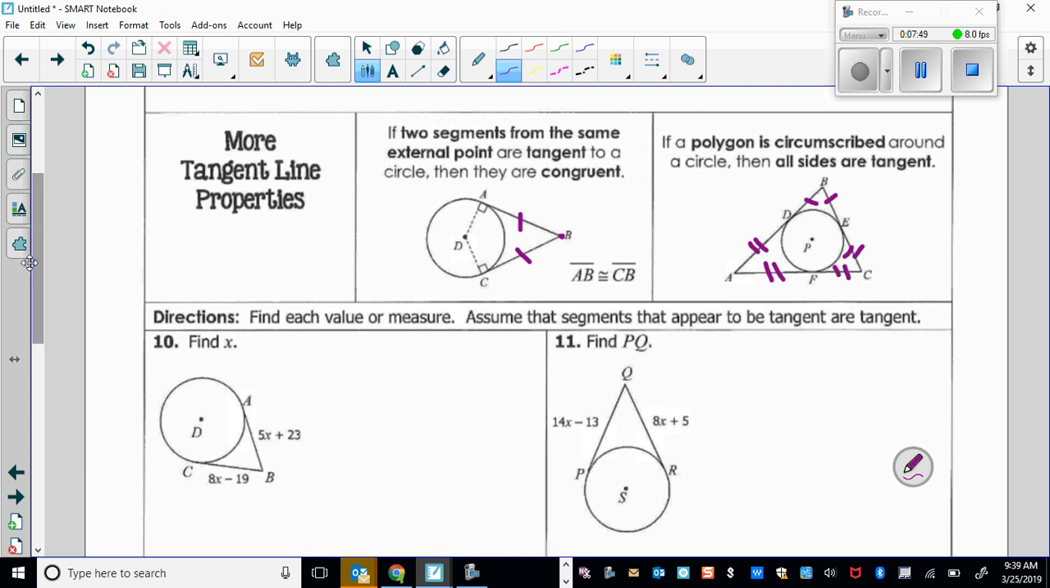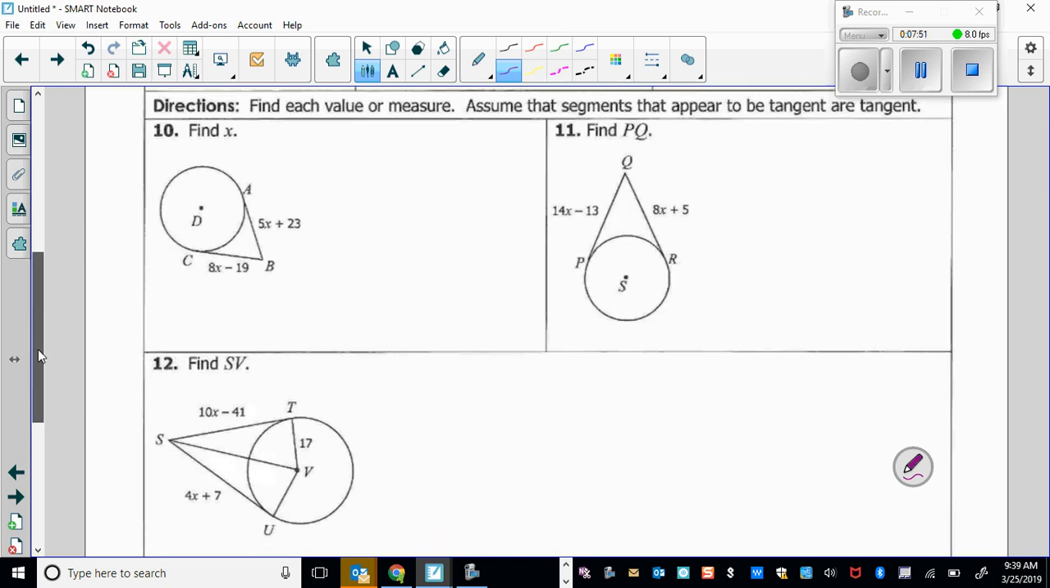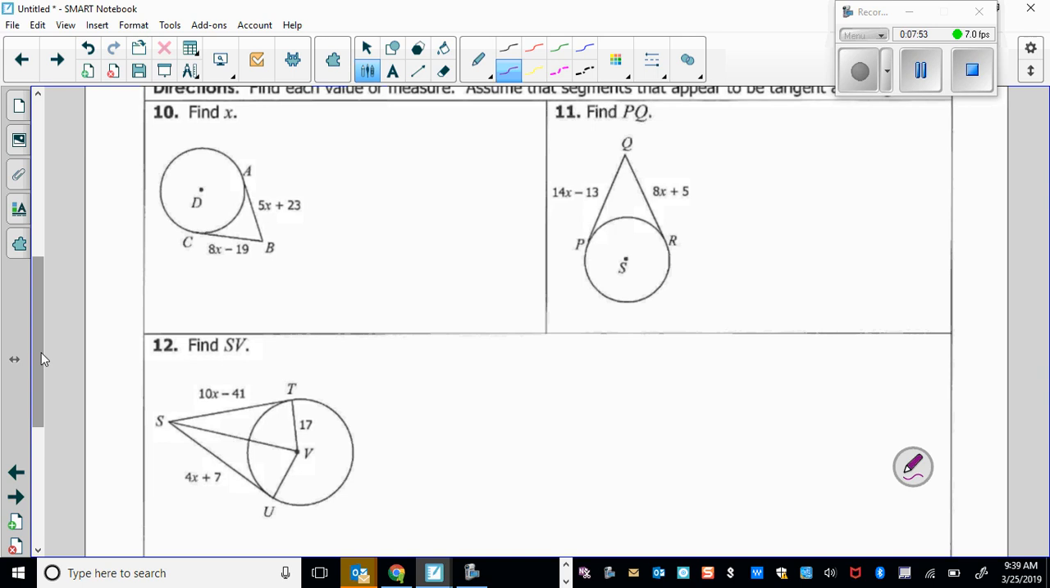So when it comes to trying to solve a problem like number 10, I know that they're both tangent. That means this segment is going to be congruent to this. So all I have to do is set them equal to each other. So I'll do 5x plus 23 equals 8x minus 19. The same thing with 11. You set them equal to each other, okay?